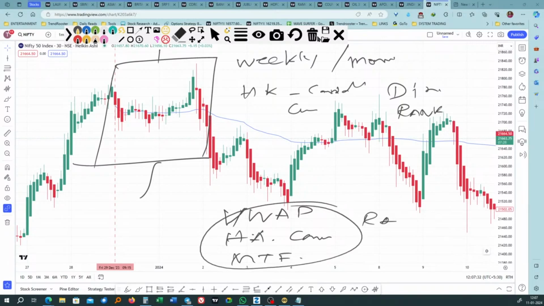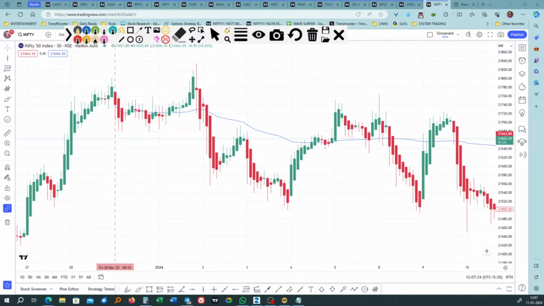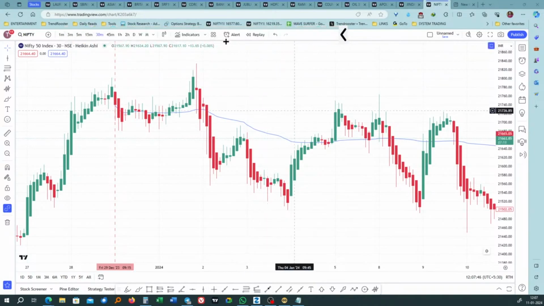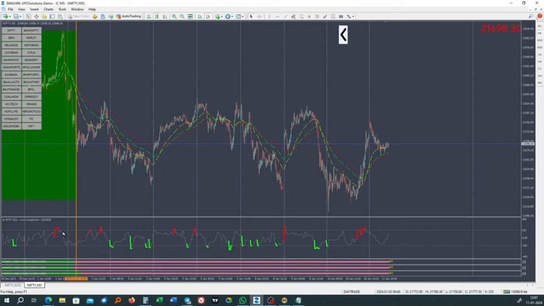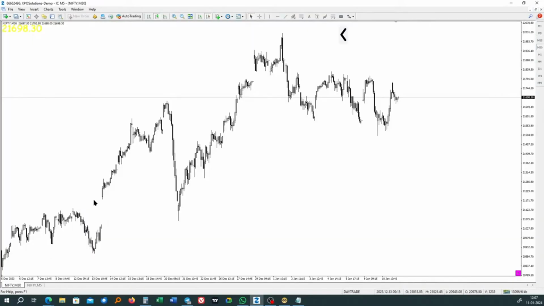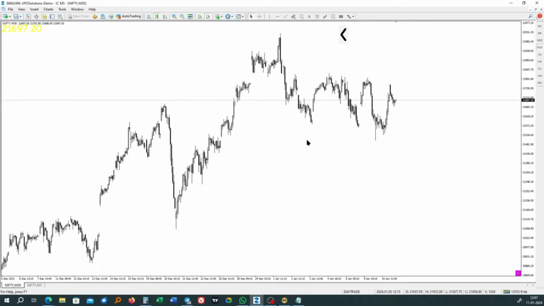I do not know how to place a multi-time frame candle on a lower time frame with TradingView, but I can show you in MT4, because I have custom indicators where I can place it, and then I can show it basically. Yeah, I'll go to MT4. Yeah, it's already in.